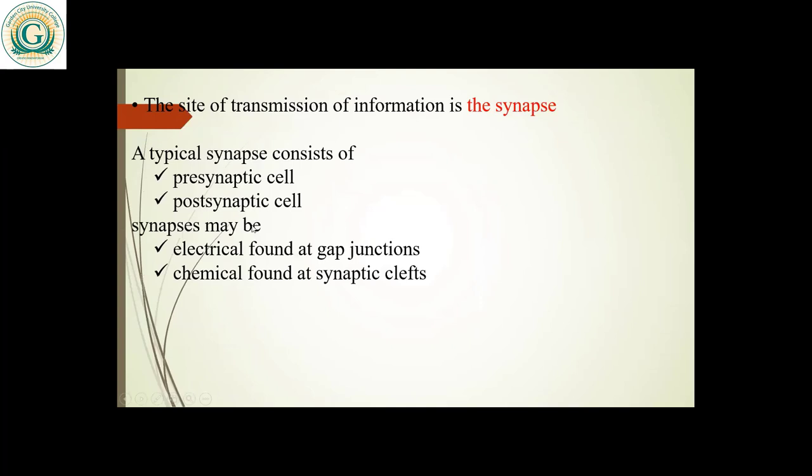Synapses can be electrical, found at gap junctions, and also chemical, found at the synaptic plate. Most of the synapses we find between neurons in the body are chemical. They are chemical because they transmit chemicals across, called neurotransmitters. It's the chemicals that continue the transmission of the impulse, and that's why it's a chemical synapse. Electrical means we are still going to use ions to transmit the impulse across the synapse or the gap junction.